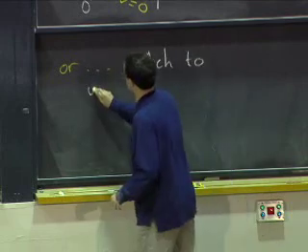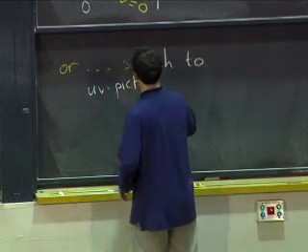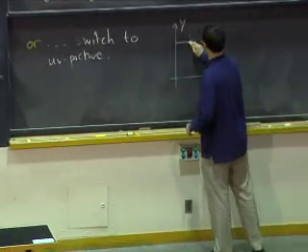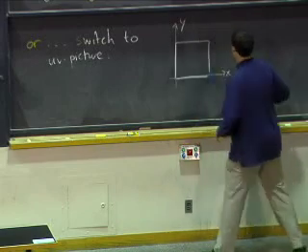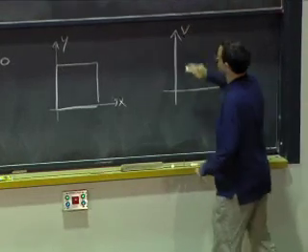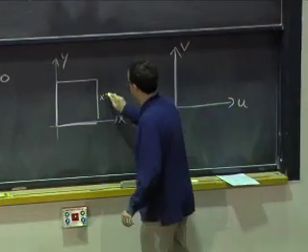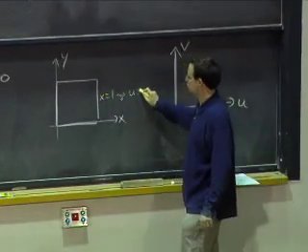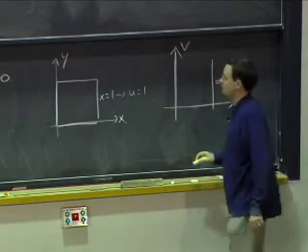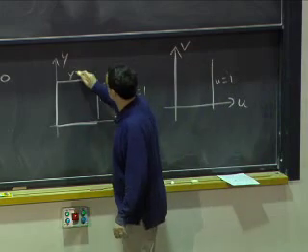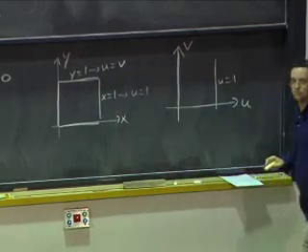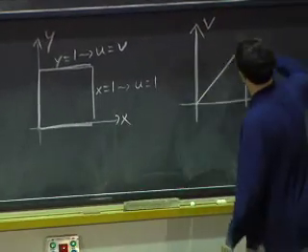Switch to a UV picture. So what do I mean by that? Well, we had here a picture in XY coordinates where we had our sides. And we're going to try to draw what it looks like in terms of U and V. So here we said this is x equals 1. That becomes U equals 1. So we'll draw U equals 1. This side we said is y equals 1, that becomes u equals v. That's what we've done over there. Okay, so u equals v.